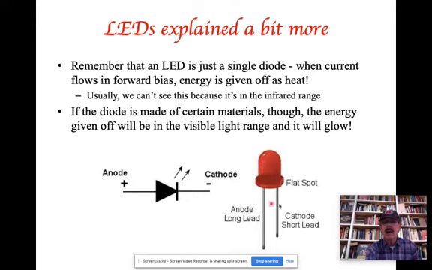So the low voltage side, they're polar. Current's got to go in the right direction. On the high voltage side, the anode is the longer end. The short side is the low voltage side. So current comes in the anode, comes out the cathode.